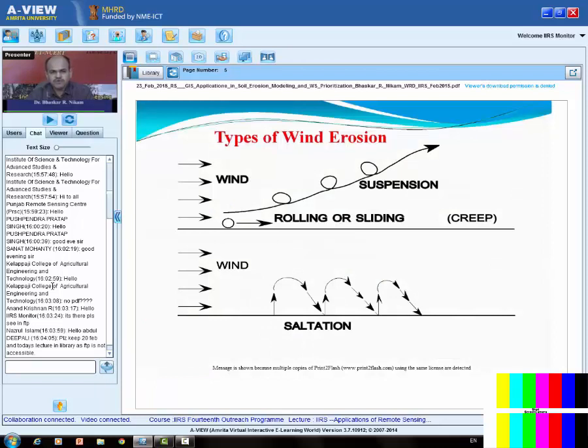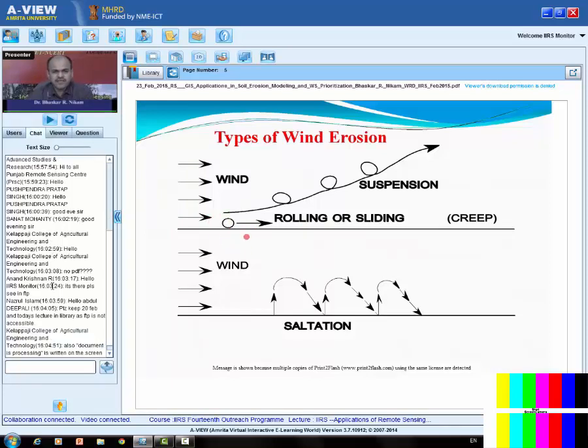Majorly, wind erosion is classified into three classes. One is roll or sliding, another is saltation, and the third one is suspension. So roll or creep or sliding, as the name indicates, because of the force of wind, the particles will roll over the surface or slide over the surface, and that is called roll. In another form, the particles will jump like bungee jumping. They'll join the air, and because of their weight, they'll fall down on the surface again. This is called erosion through a saltation process.